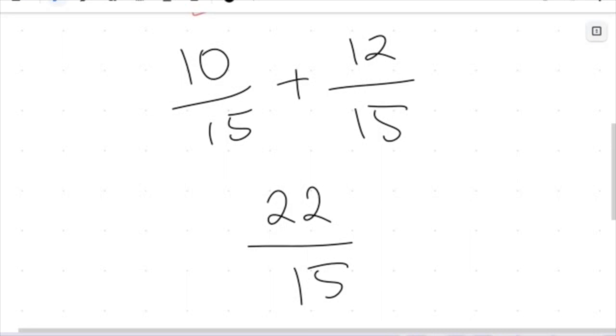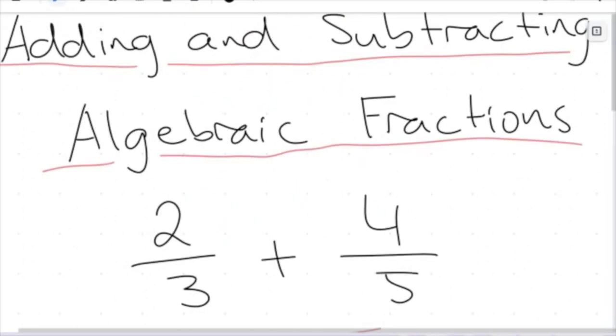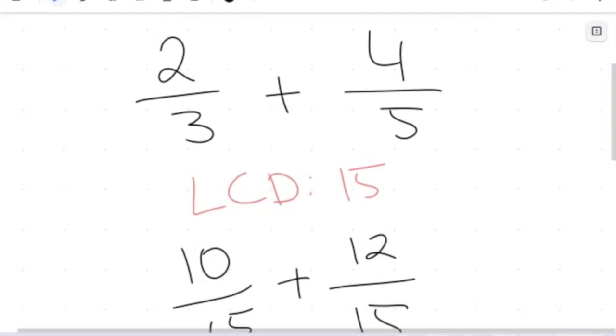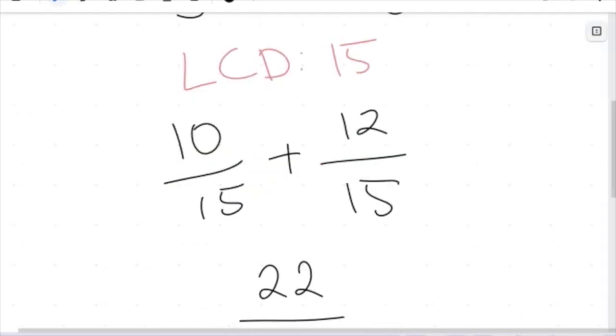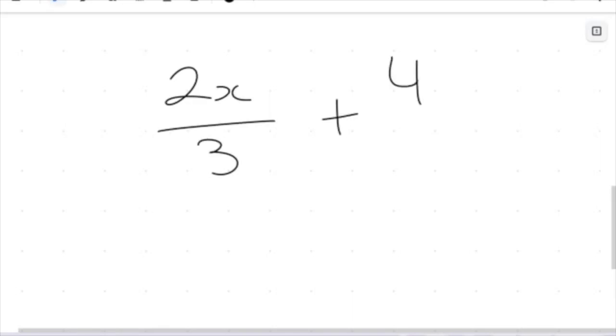Now a lot of students get this okay, but then the second we add algebra to this, we add letters to this, they freak out and it gets a lot harder. But it doesn't have to, because what we do with algebraic fractions is the same we do with regular fractions. So what if instead of making this 2/3 plus 4/5, what if we made this 2x over 3 plus 4x over 5?